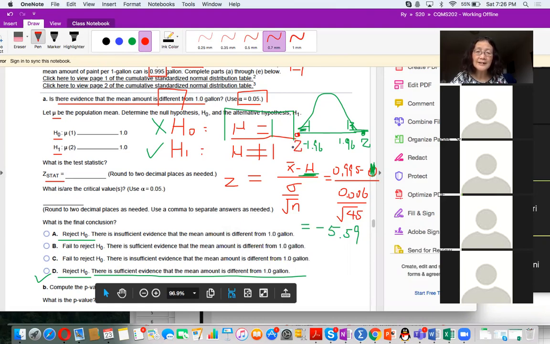It is still in the rejection region. Did you see that? -5.59 is still in the rejection region. So we conclude reject. So our conclusion is correct. We did wrong about the Z value. We subtract, mu is subtract one. I'll make this clear. Mu is one.